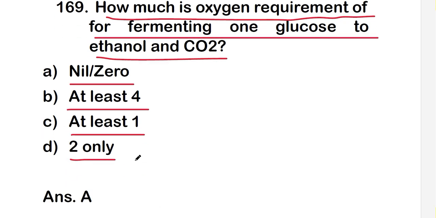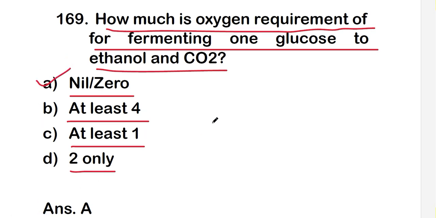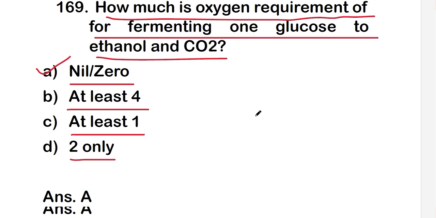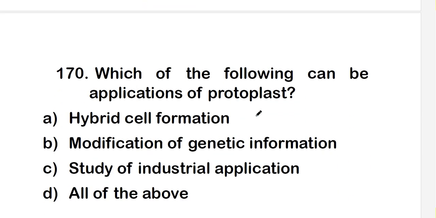So the right one is option A, that is 0 or nil. So no oxygen requirement for fermenting 1 glucose to ethanol and CO2. Okay, so let's move on to 170.